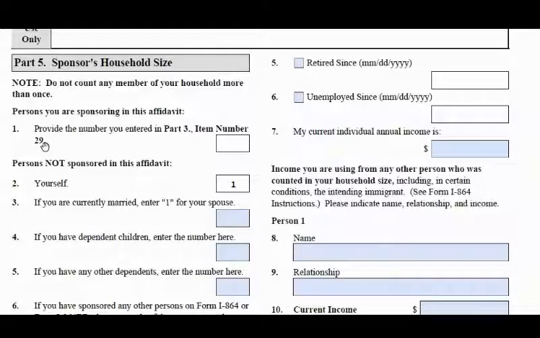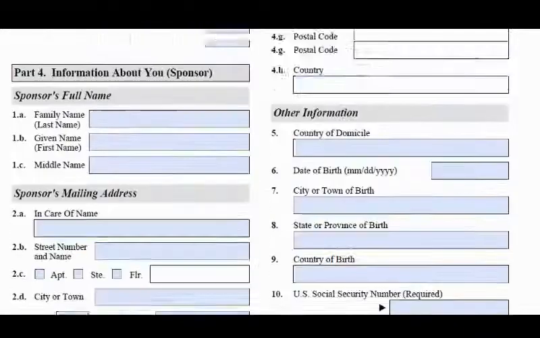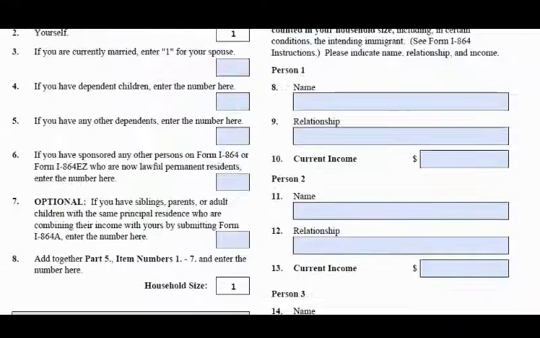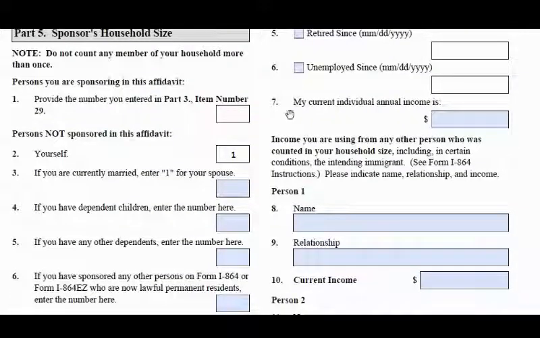Part 3, item number 29 is basically the person. I'm going to show it to you. Part 3, 29 over here: enter the total number of immigrants you are sponsoring on this Affidavit of Support. So that's the number you're going to provide over here on part 5.